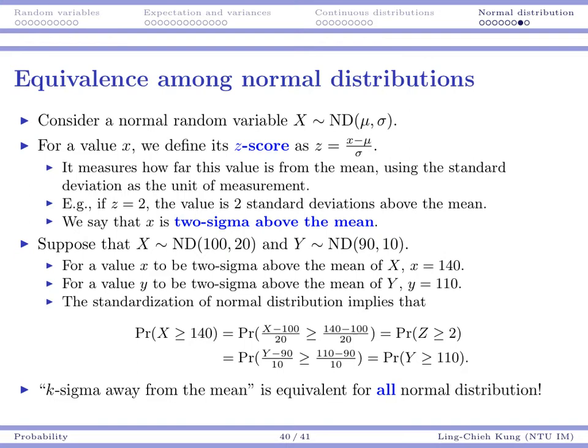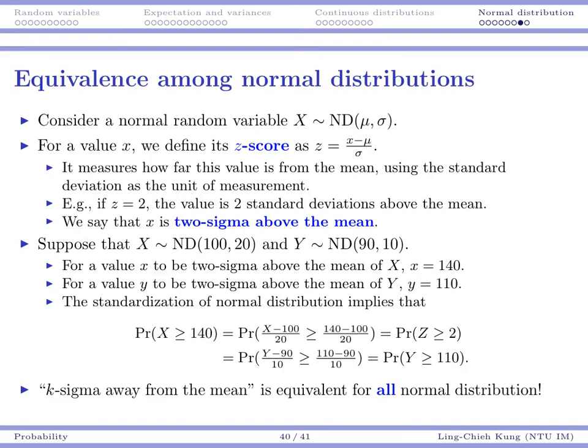Or I want to ask, what's the probability for some value to be that large, to be 2 sigma above the mean? I want to know that. So let's consider these two examples. Suppose I have x, which is normal, with mean 100 and standard deviation 20. So that's a normal distribution. And y is normal, but with mean 90 and standard deviation 10. Okay, so I have two normal curves.